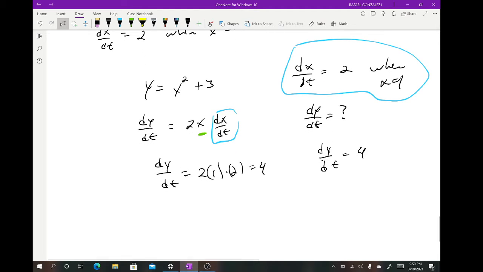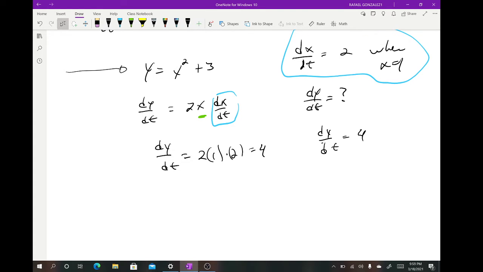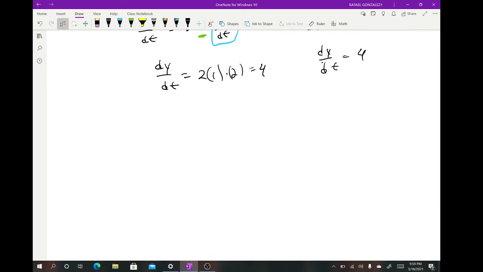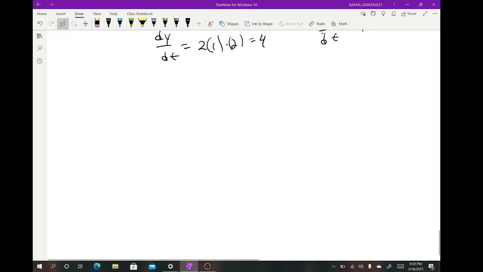Now, for this particular example, I gave us the actual equation that related both x and y. That is almost never the case. Whenever you have a problem that involves related rates, this definitely will not be the case. So let's look at another example where this will become more clear.